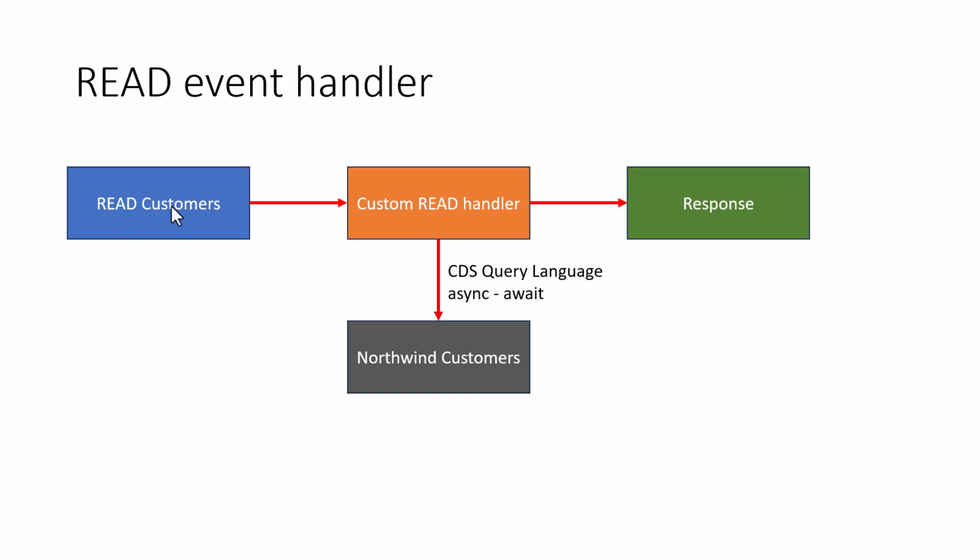So if I read the local customers table, I will have a custom read handler that is going to use the CDS query language. We looked at it in the previous session, and I will use the async await pattern. And I will actually read data from the Northwind customers and then send it as a response. But the reason why we are creating this local entity is so that we have full control to set up the relationship between customers and the SAP S/4HANA order system.